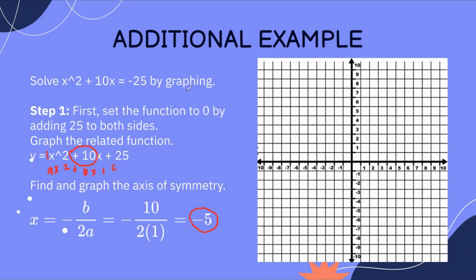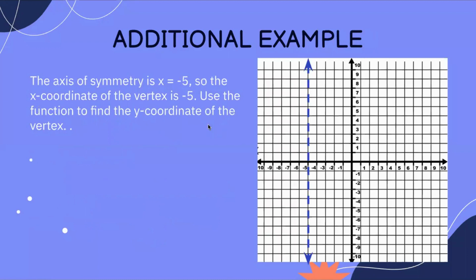Now that you've found your axis of symmetry, you can go ahead and graph it on your plane. So, a vertical line through negative 5 right here. Now that we've found our axis of symmetry, we can move on to finding our vertex. The axis of symmetry is x equals negative 5, so the x coordinate of our vertex is also going to be negative 5.